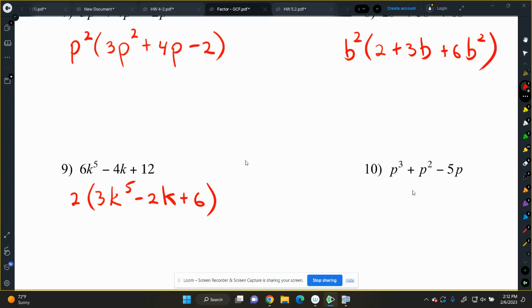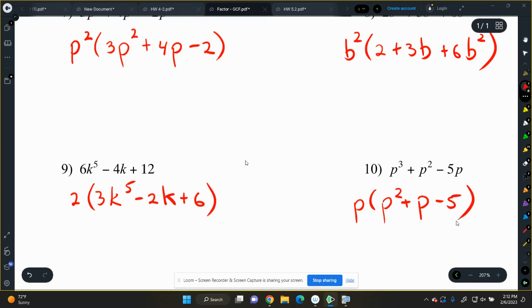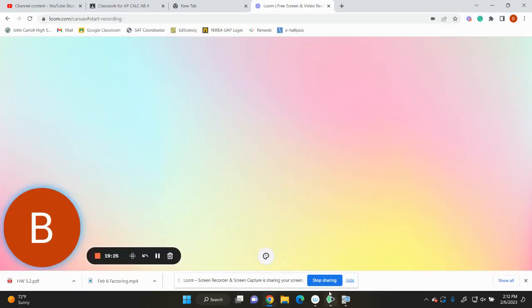Okay. Drew, can you do the last one? Yes. I took out p, and in parentheses, p to the second plus p minus 5. Perfect. Good job. Okay, make sure that that is uploaded to Google Classroom. So now we're going to go a little bit further.